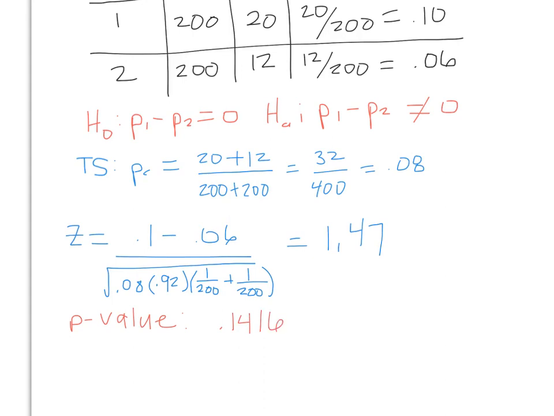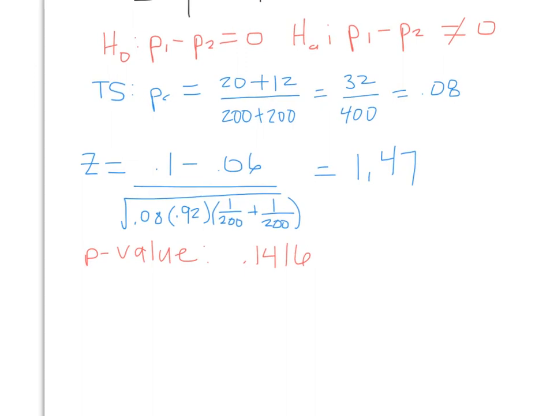Okay, so now we can come to our conclusion. And it says to test at a significance level of 1%. So we have our p-value of 0.1416. Well, that is greater than 0.01. It's greater than the other two that we might use as well. So we are going to not reject the null hypothesis. So we're not going to reject that the two medications have the same proportion of reaction.